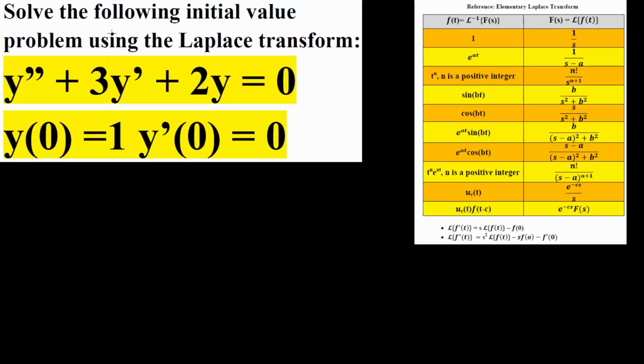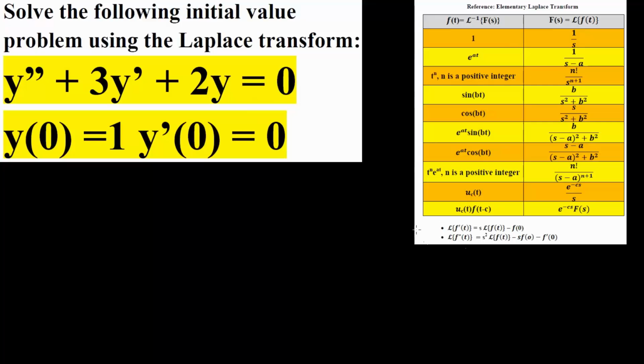Okay, in this video, we want to solve the following initial value problem using the Laplace transform. We have y double prime plus 3y prime plus 2y is equal to 0, where our initial values are given as y(0) is equal to 1 and y prime(0) is equal to 0. In the last video, we solved this exact same question using a trick, but in this video, we will solve it the more traditional manner.